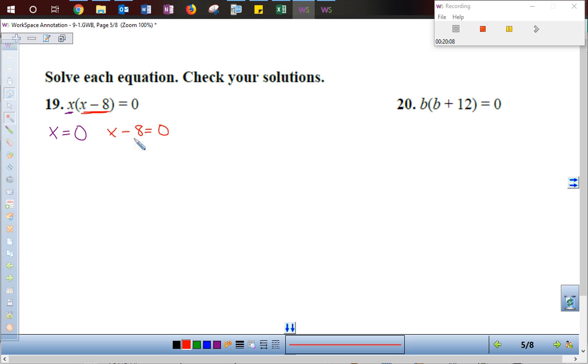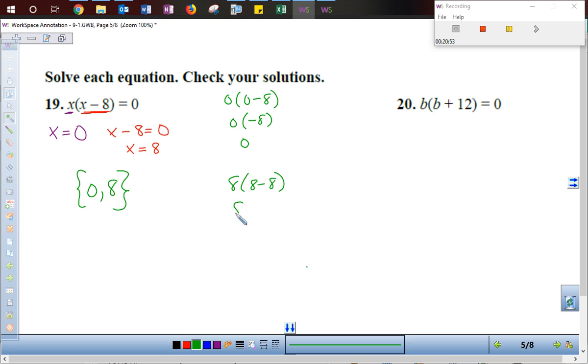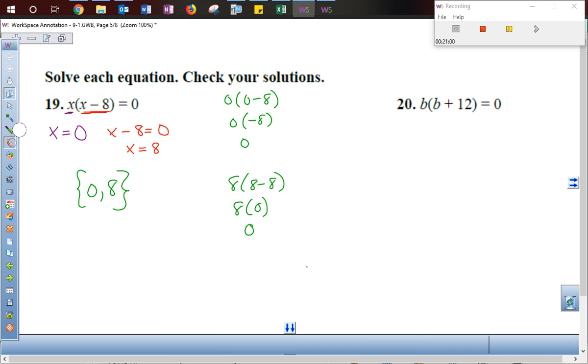And my red one, I can solve, so I can add 8 to each side, and I get x equals 8. That means this problem has two answers, 0 and 8. If I were to substitute them both back in, they would work. So 0 times 0 minus 8 gives me 0 times negative 8, which is 0, or 8 times 8 minus 8 gives me 8 times 0, which is 0. So that's going to help us solve equations when we have a degree of 2.